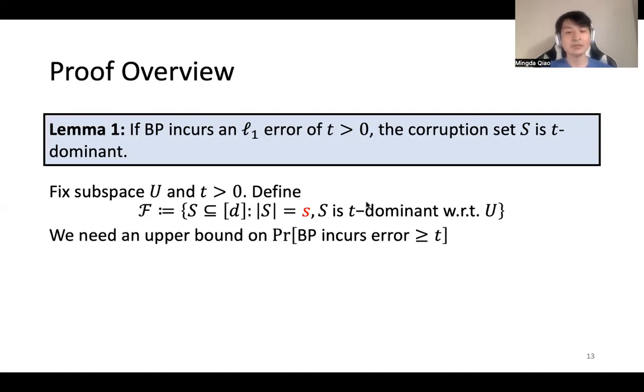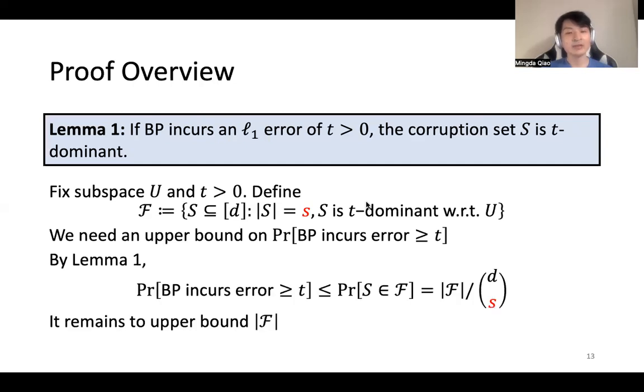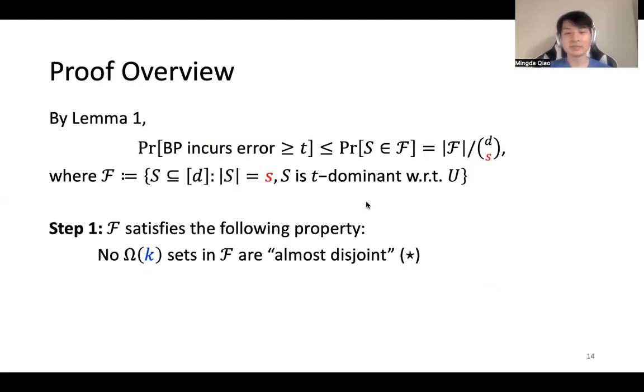Recall that we wanted to upper bound the expected error incurred by BP, so it's sufficient to bound the tail probability. By lemma 1, BP incurs error T only if the corruption set S is in the family F. And because S is randomly chosen, this probability is exactly the size of F divided by D choose S. So the crux of our proof is to upper bound the size of the family F. This is done in two steps.